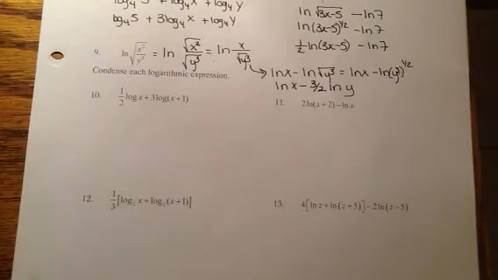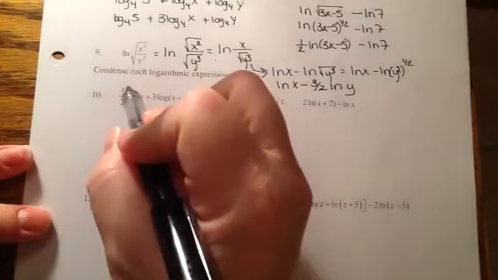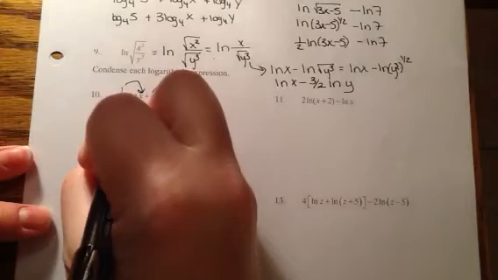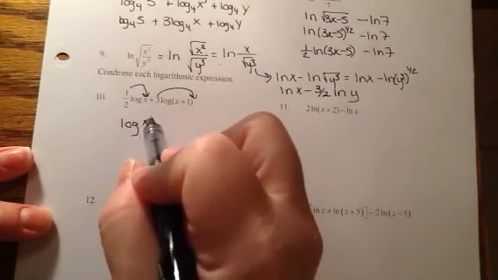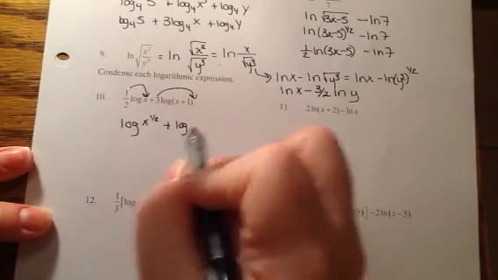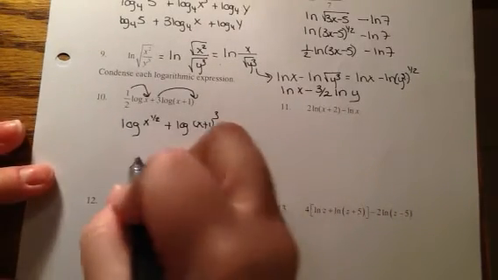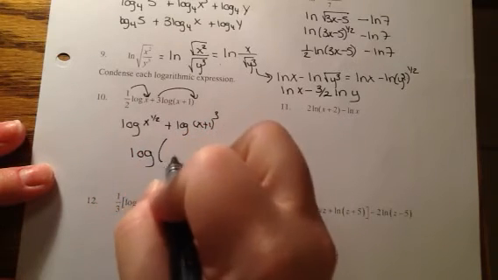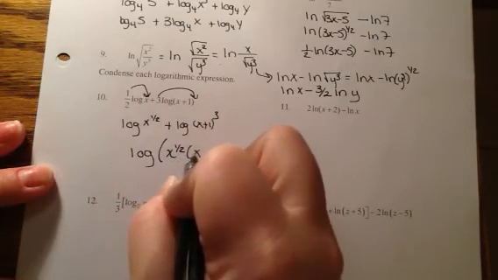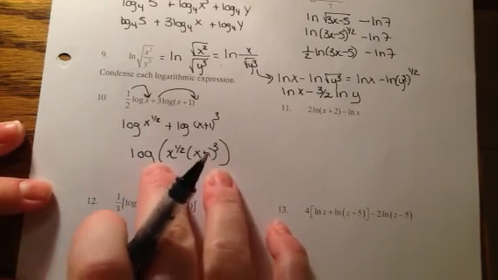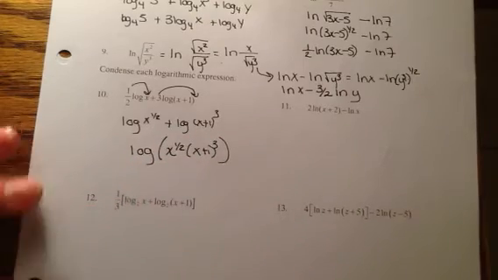Okay, so for 10, 11, 12, 13, we're doing the opposite. Instead of making it nice and big, we're taking the big thing and making it small. So I'm going to put the 1/2 power up top. I'm going to put the 3 up top. So really I have log x to the 1/2 plus log x plus 1 to the 3rd. And since I'm adding, I'm really going to multiply them. So I have log, big parenthesis, x to the 1/2, x plus 1 to the 3rd, close parenthesis. You need to have parentheses on the outside too because it's log of the entire thing.